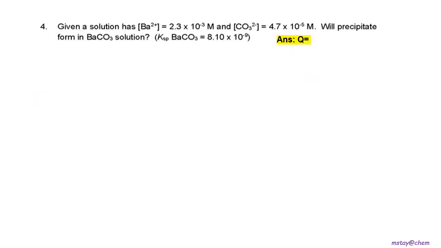Let's continue with tutorial question number 4. Now you are given a solution, and in the solution here, the concentration of Ba2 plus is 2.3 exponent negative 3, while the concentration of carbonate is 4.7 exponent negative 5. It means that you are mixing two different solutions, and then you want to see whether the precipitate of barium carbonate will be formed or not.